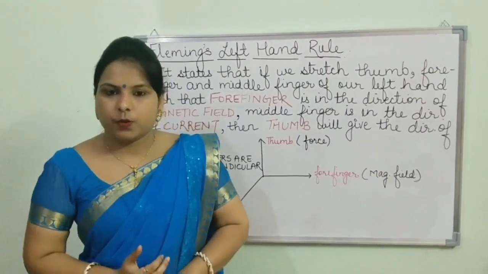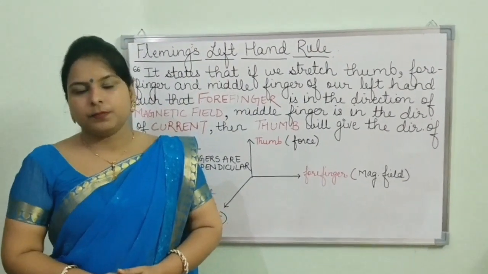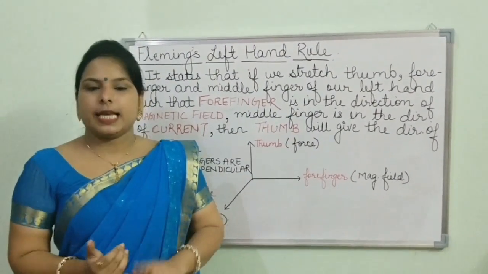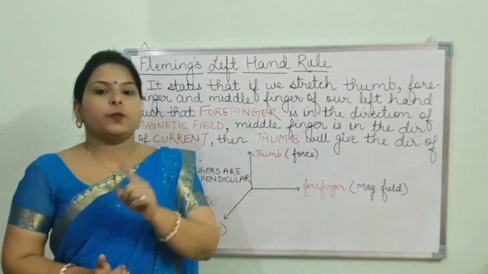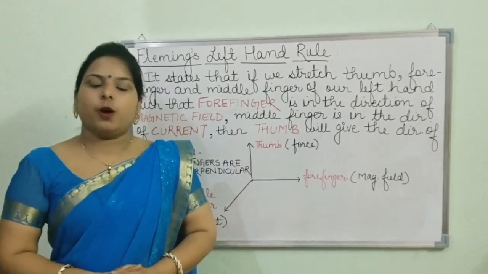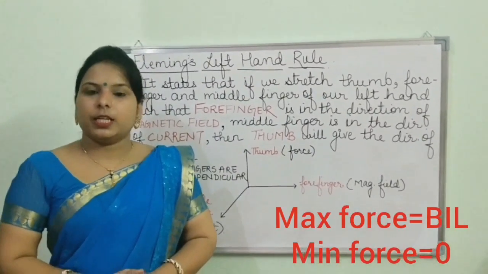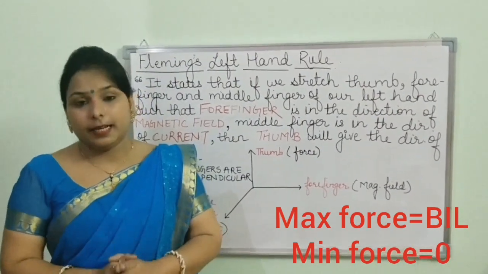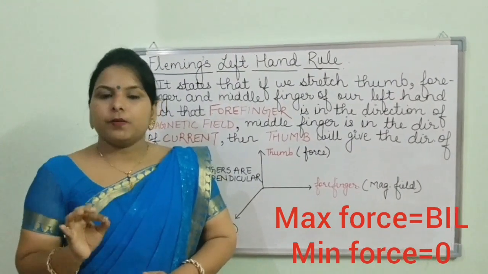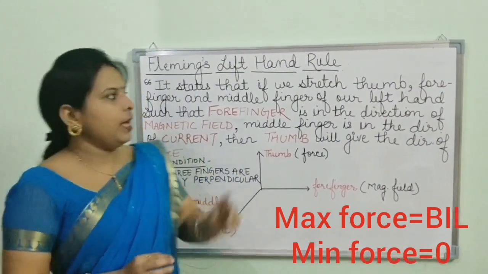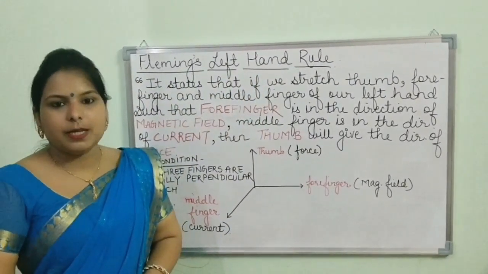So regarding force, we have studied the factors on which the force on a current carrying wire will depend. First, it is the strength of the magnetic field. Second, it is current. Third, it is the length of the wire, and also the angle between magnetic field and current. So the formula was F is equal to BIL sin theta. The condition for maximum force is when theta is 90 degrees. The value of maximum force is BIL. The value of minimum force is 0, which is at 0 degrees. And how to find the direction of force? To find the direction of force, you will use Fleming's left hand rule.